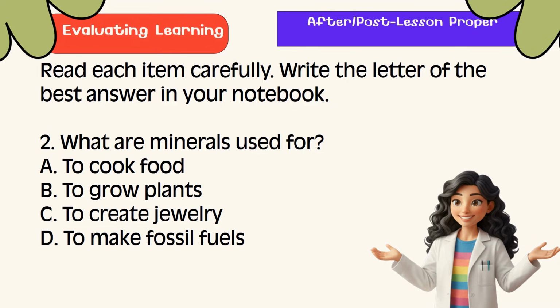Number 2. What are minerals used for? A. To cook food. B. To grow plants. C. To create jewelry. D. To make fossil fuels.